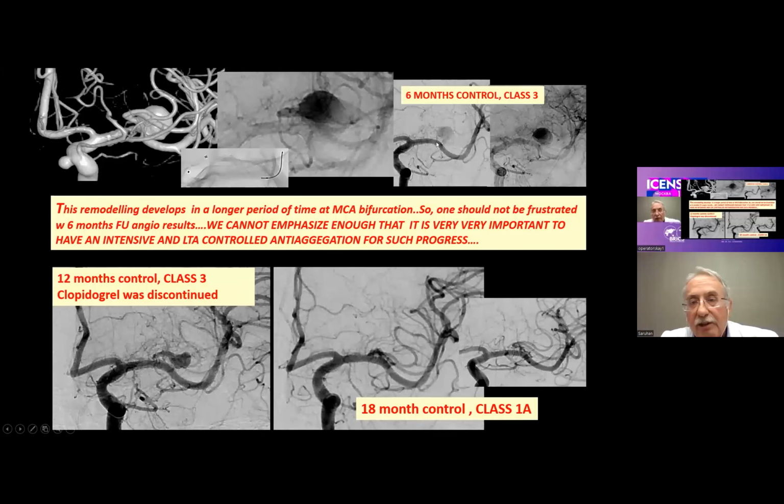So this is the first case I show you. Remember, 6 months later, the result was not great. Aneurysm is still filling. The vessel, the superior trunk is not done. It's done. The patient was asymptomatic.